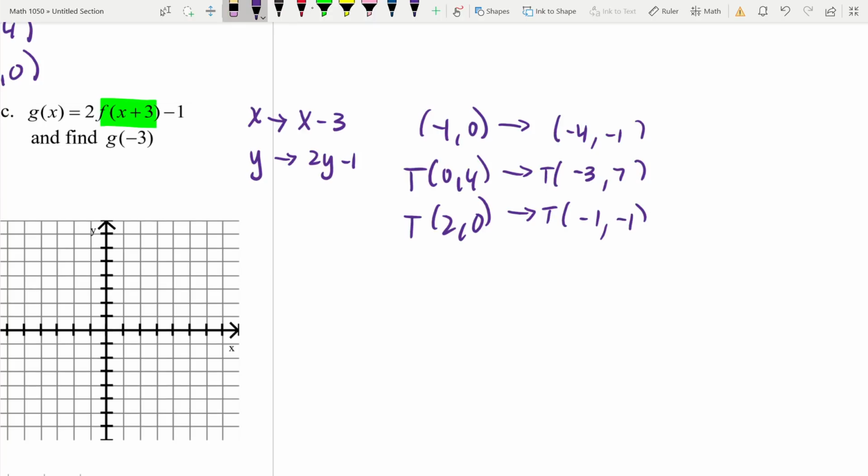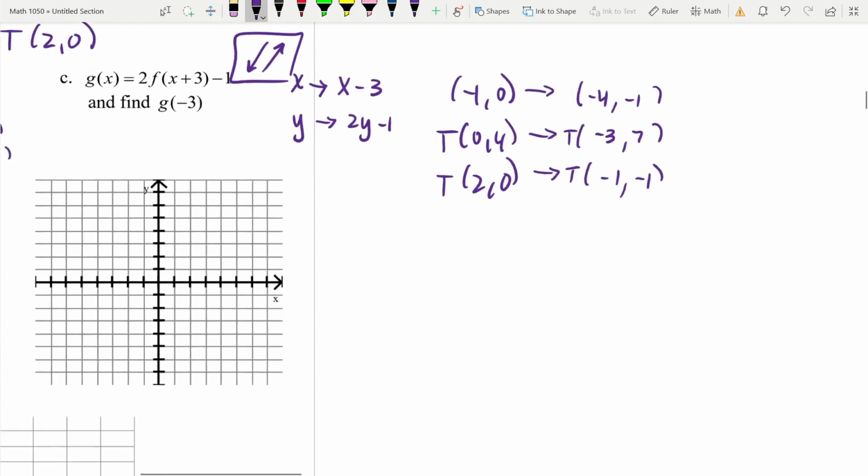Do I have any reflections on this graph? Talk to me about that. Yes or no? Nope, no negatives. So my end behavior is going to be the same as the original, which is left down, right up. Okay, let's graph this, guys.